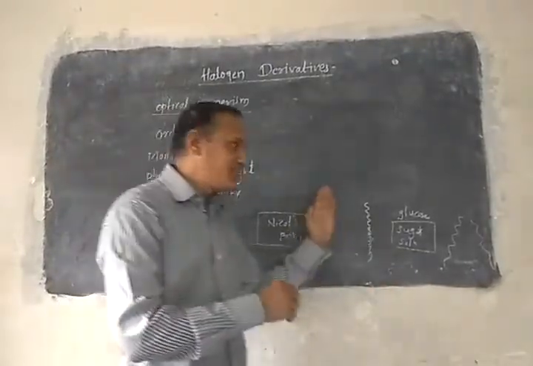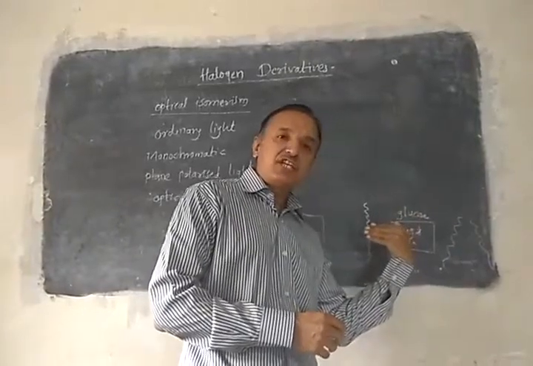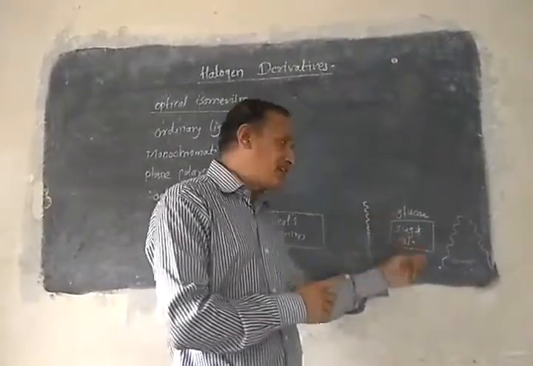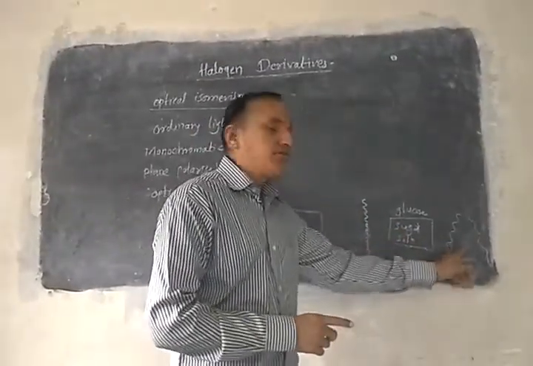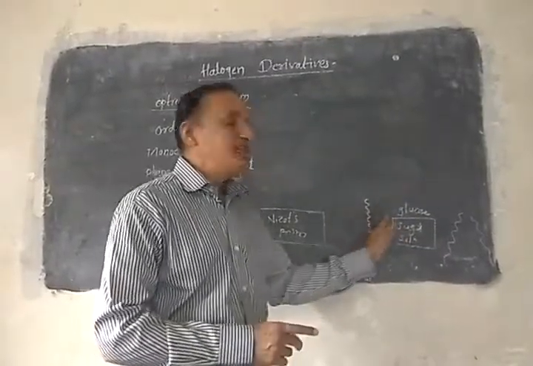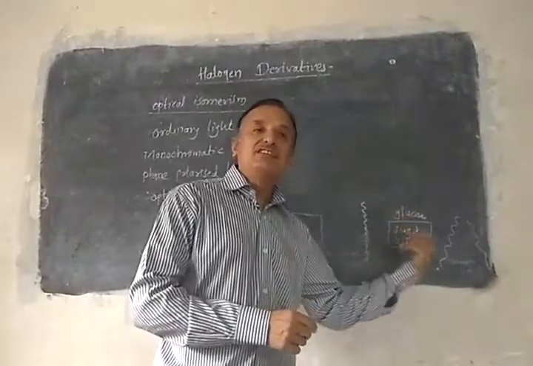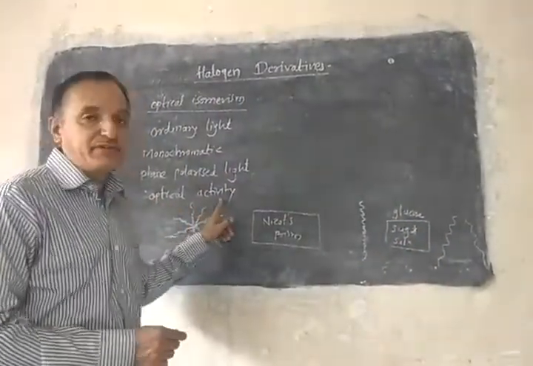It may rotate clockwise with some angle, or it may rotate anti-clockwise with the same angle, either one. The property that rotates the plane polarized light to the clockwise or anti-clockwise direction with the same angle is called optical activity.